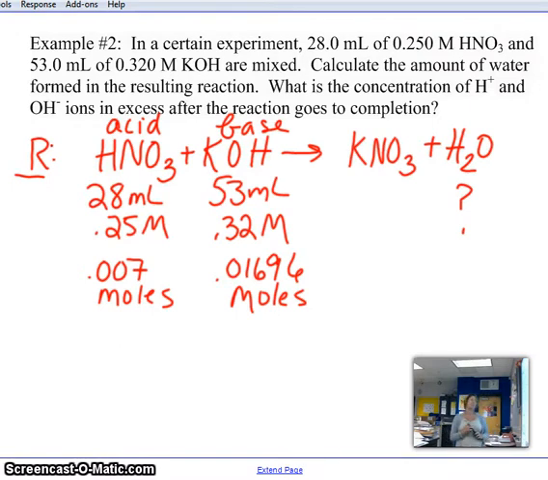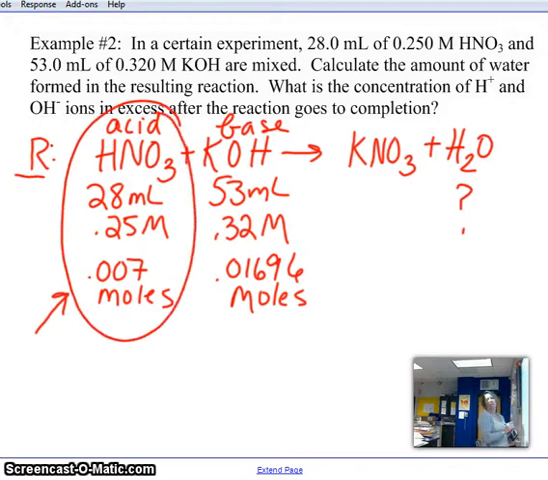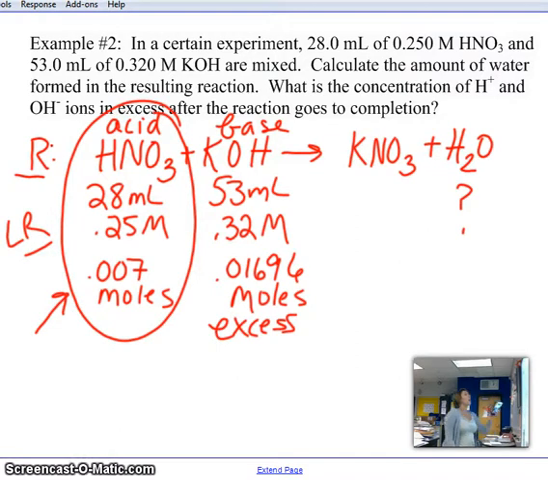I will need to see who runs out first. Again, they have the same coefficient, so whoever there is less of will run out first, which happens to be the HNO3. This is your limiting reagent. This will be in excess. So when they want the concentration of H plus or OH minus in excess, we'll be finding OH minus in excess.